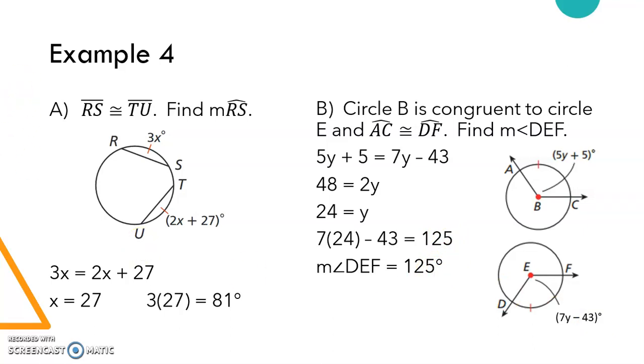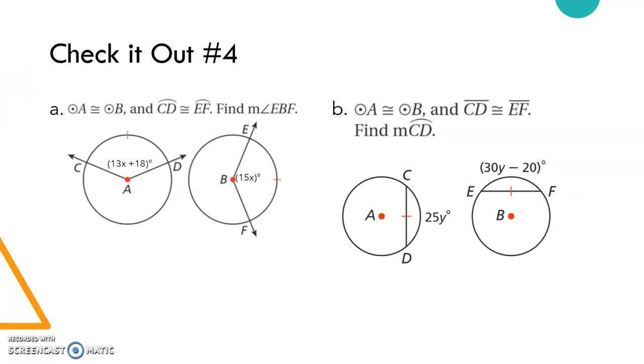It's time for another check it out question. In check it out number 4, part A, they've given you two congruent circles, and they told you that CD is congruent to EF. So you need to find the measurement of angle EBF. So this angle right here.